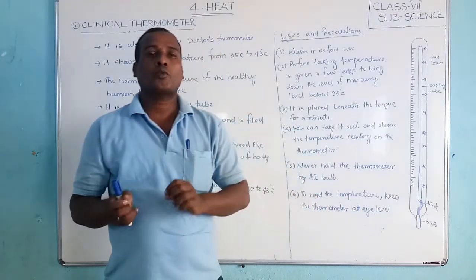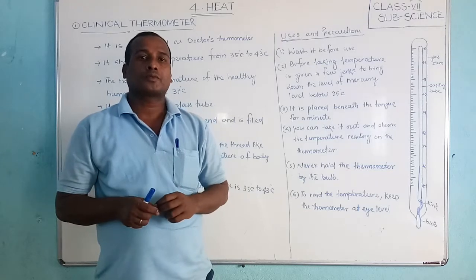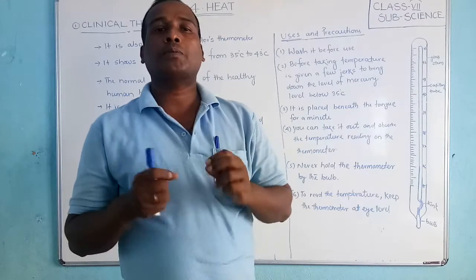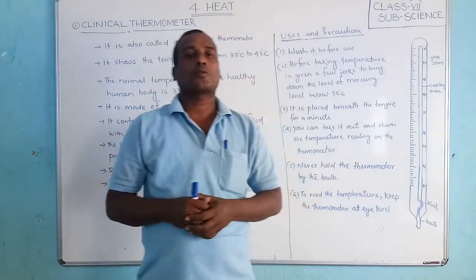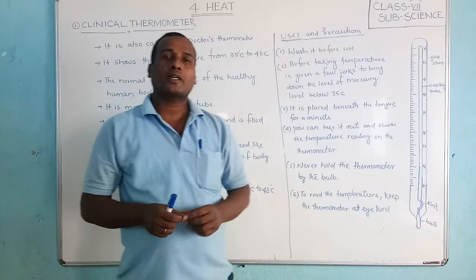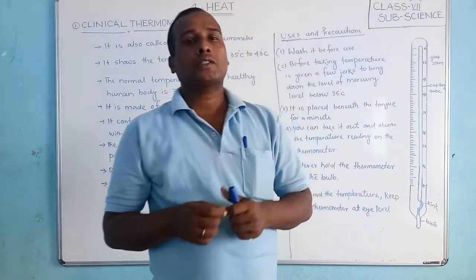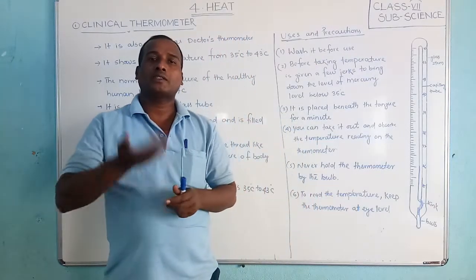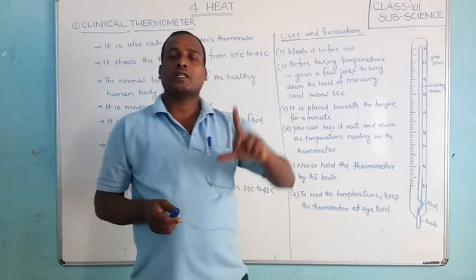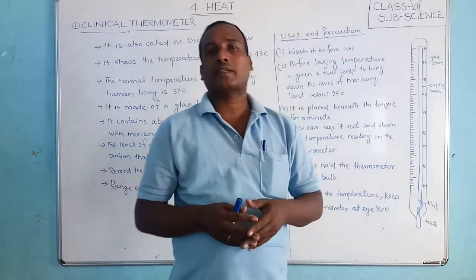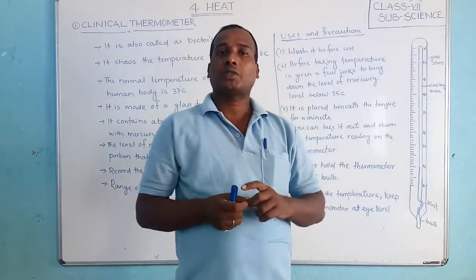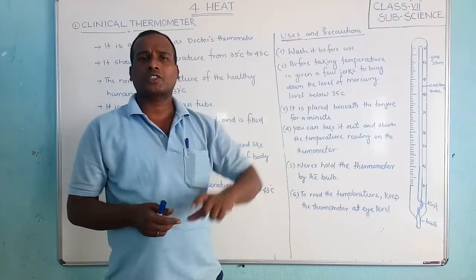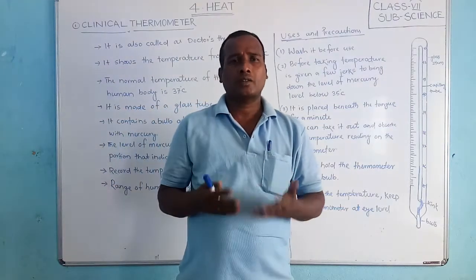Students, clinical thermometers are used to measure the temperature of the body. It is made of a glass tube and it contains mercury, which rises inside it with the temperature. It also has a scale, so we can check whether the temperature is rising or falling. Let us discuss its construction and uses.